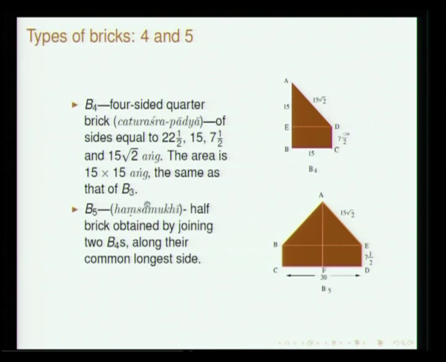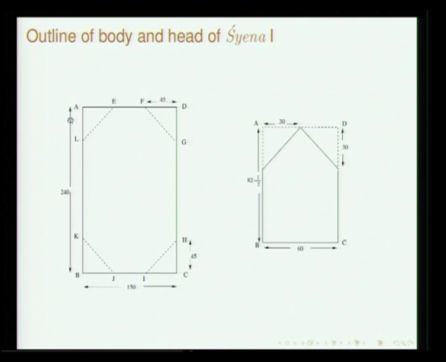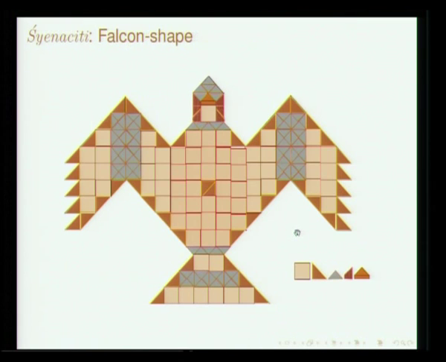This B5 is called Hamsa Mukhi, as you can see. Now slowly you can see, this is the body of the Shena and this is the head of the Shena. This is the Shenachiti. This is what was shown earlier. This is the head, this is the body, this is the wing, and this is called the tail.